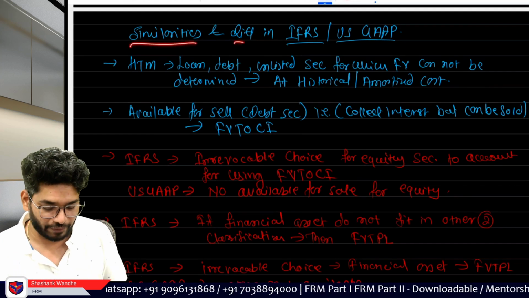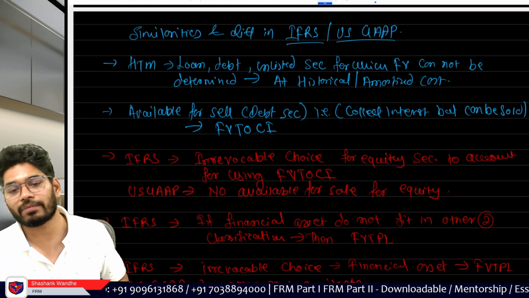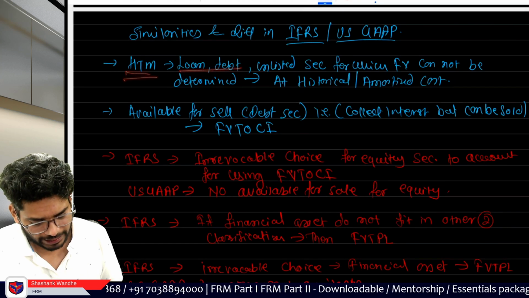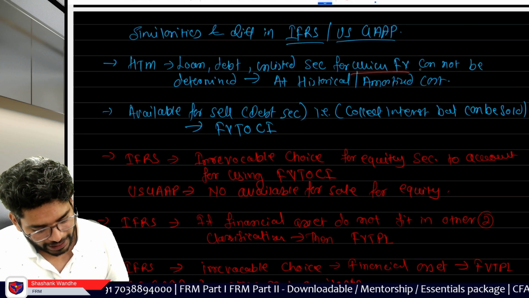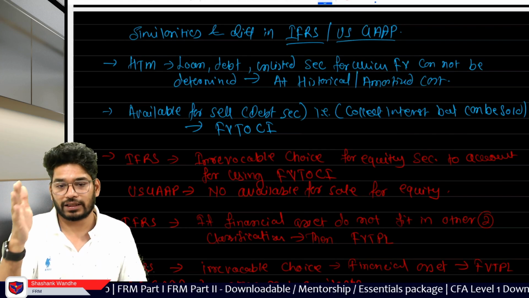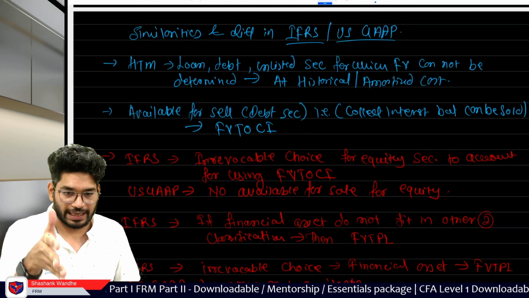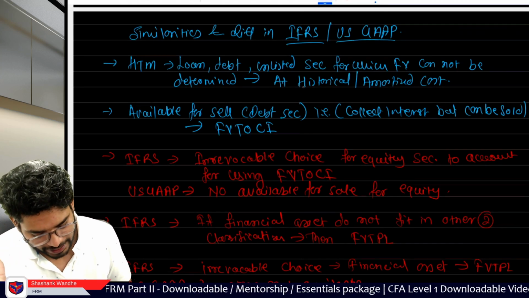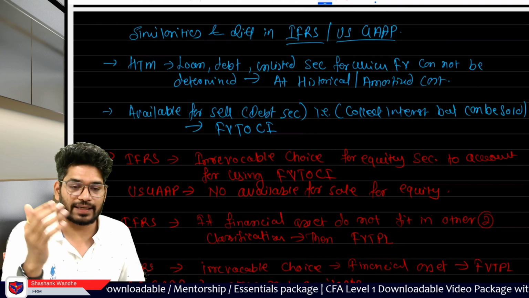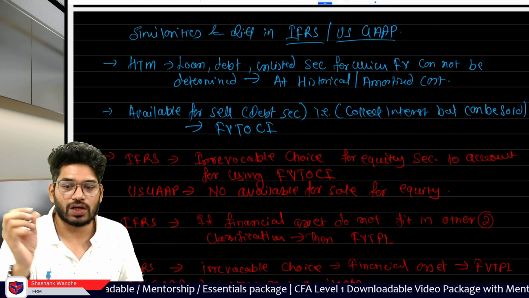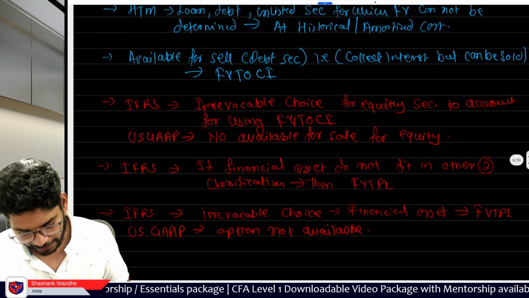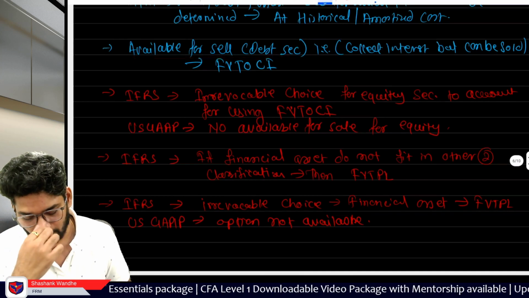Now, similarities and differences in the IFRS and the US GAAP. Points to remember. First of all, held to maturity. Held to maturity category is for the loans, debt, unlisted securities for which the fair value cannot be determined. So if the fair value of the securities cannot be determined in the unlisted securities, loan and debt, then it will be carried at the historical cost, amortized cost. These are the same thing. Treatment wise it is the same. So this classification will be held to maturity.